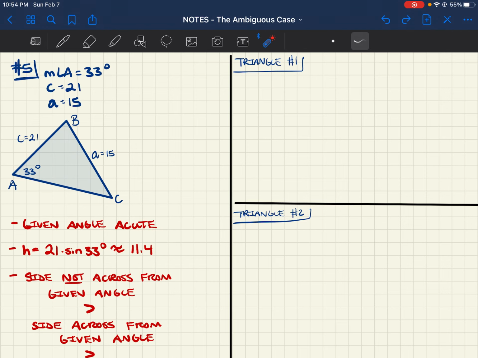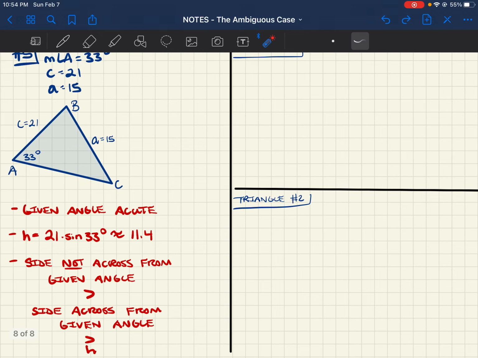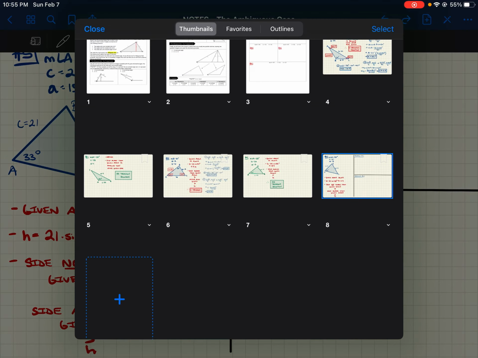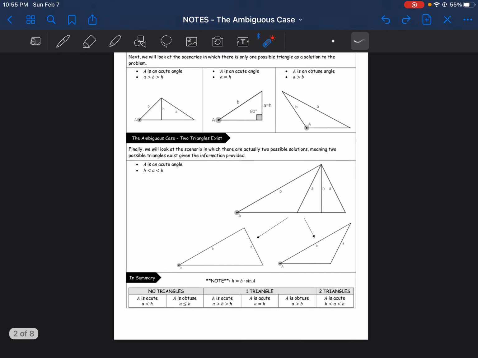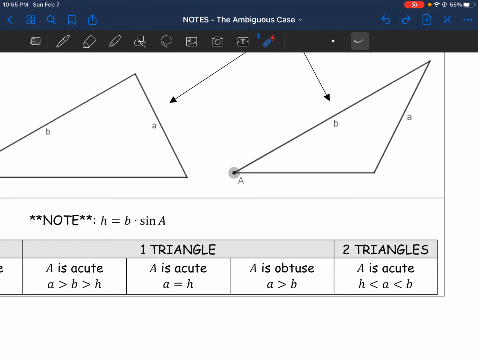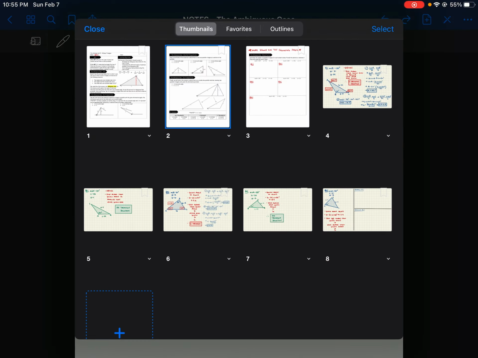11.4. So notice that the side not across from the given angle is the largest side. It's bigger than the side across from the given angle, and the side across from the given angle is bigger than h, the length of the altitude. So that's the exact scenario we would have to fall into to have a two-triangle solution. Side not across from the given angle is the biggest, side across from the given angle is in the middle, and that altitude h is the smallest. So that's the exact scenario that we fall into here.